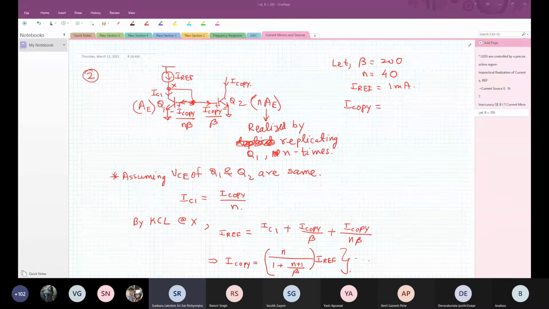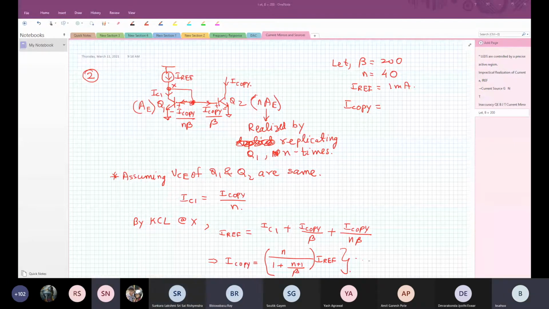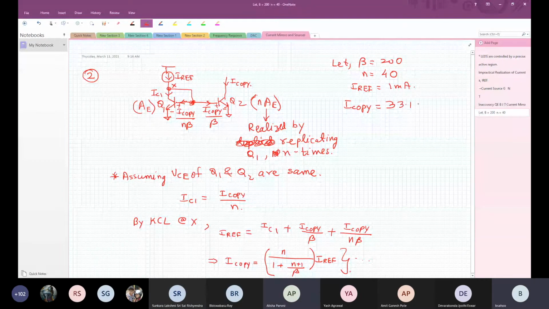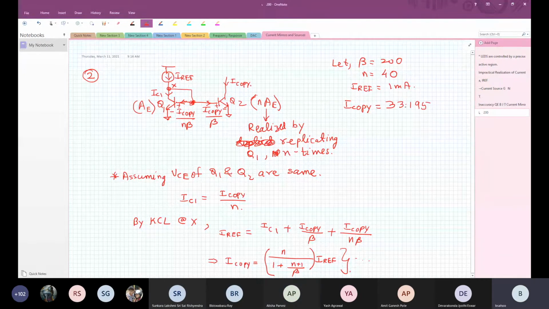How much? 39.195 milliamps? How much? 33.19. 33.195. Are you sure? Is it that bad? Okay, I did not calculate it, so I cannot believe that it is that bad.